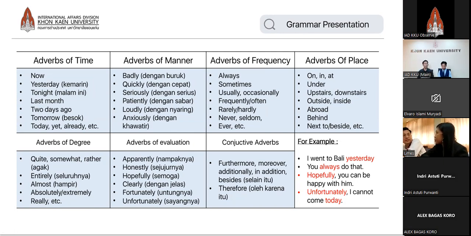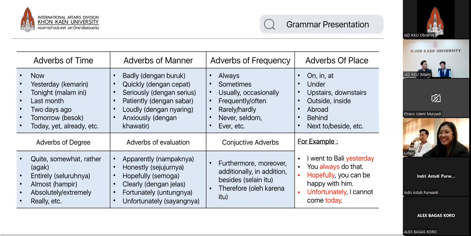And then there's the way we do something as well. For example, I eat, but the way I eat is quick, right? So I say I eat quickly, fast, and so on. And adverbs of frequency tell how often we do something, like always. How often do you go to the gym?